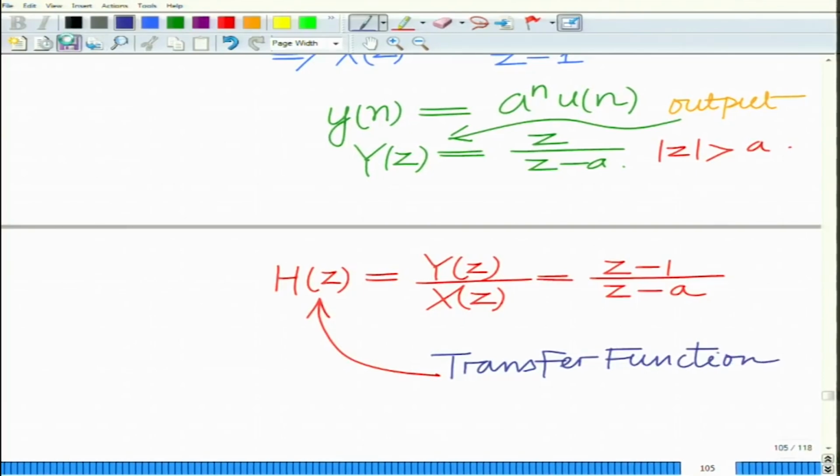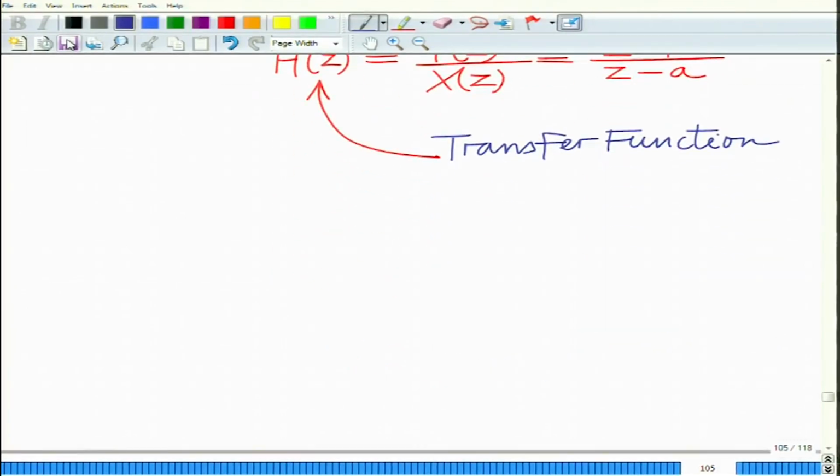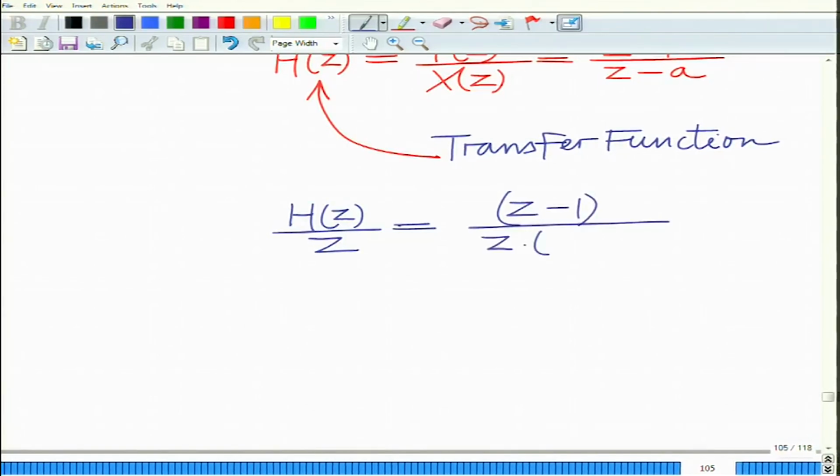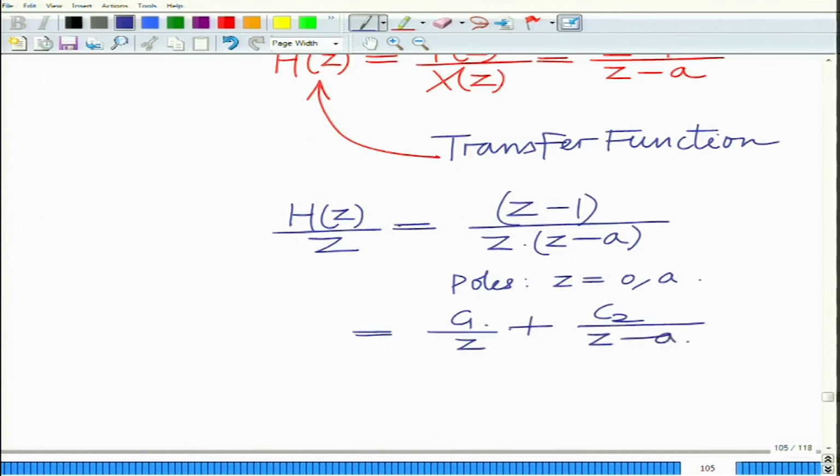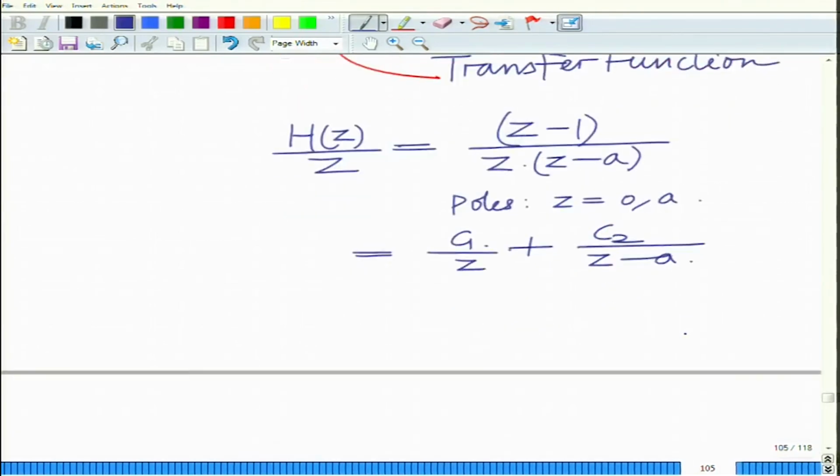This is the transfer function for the LTI system. Now if I look at H(z)/z, that can be expressed as (z minus 1) over z into (z minus a). So there are two poles, z equal to 0 and a, naturally. So I can express this as C1 over z plus C2 over z minus a.